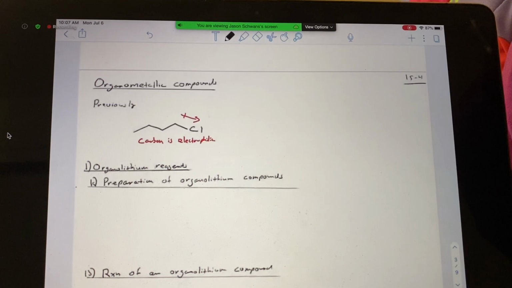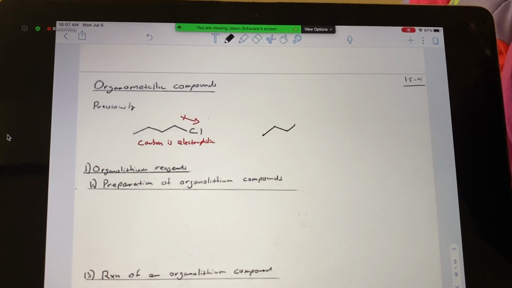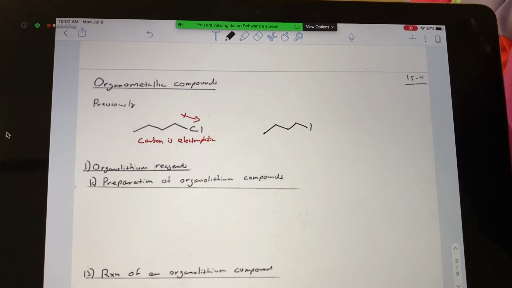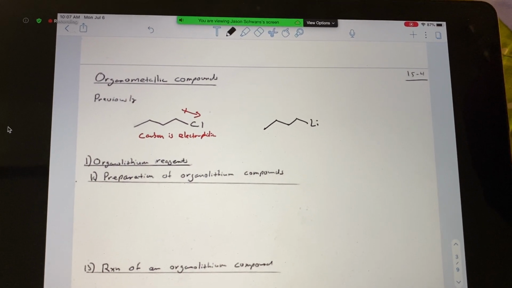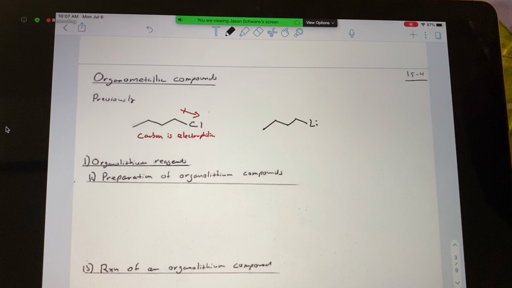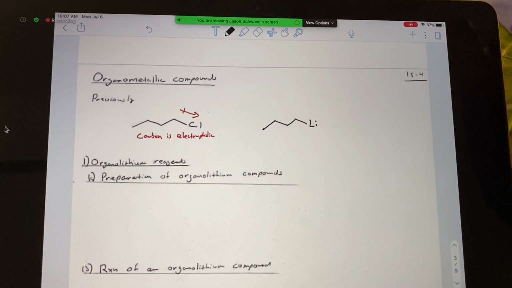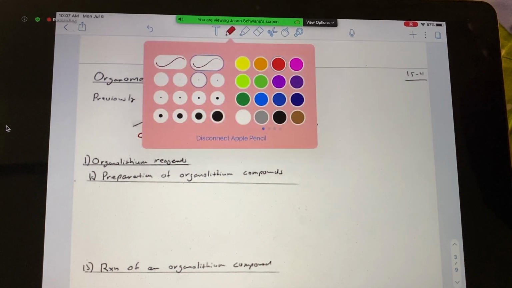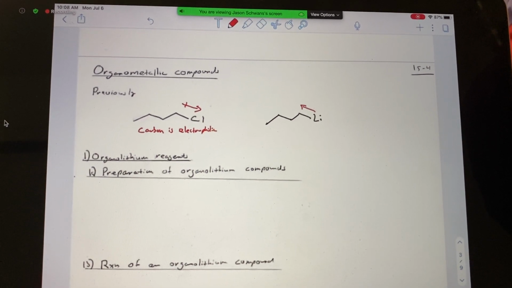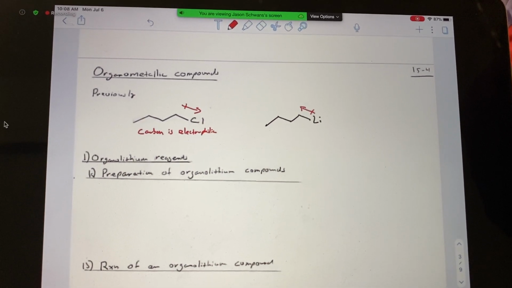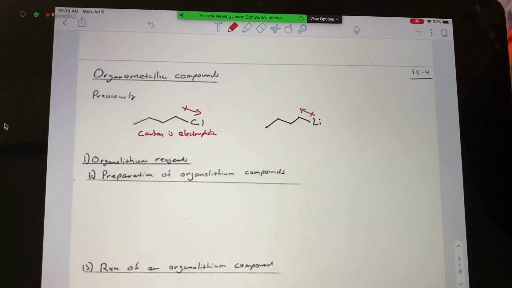However, now what we're going to see is, let's use a similar species and let's put a lithium there. Now, I'm pointing to a periodic table that no one can see, but lithium is actually less electronegative than carbon. So what this does is it reverses the dipole. It looks like this. And so lithium is less electronegative.